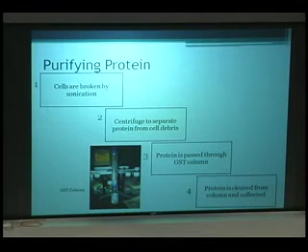Then we need to purify the protein. This also takes a long time. First we have to break the cells open, then we centrifuge to get all the cell debris to the bottom and collect the protein. We pass it through this GST column, where the protein binds to these beads that are in the column. And then the protein is cleaved with a special protease.